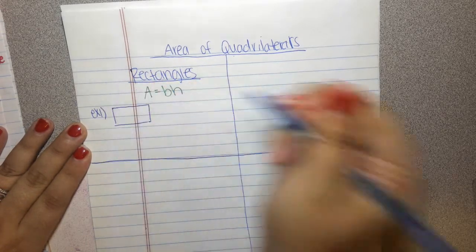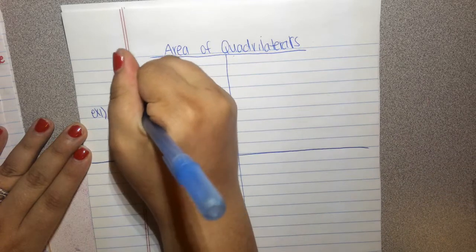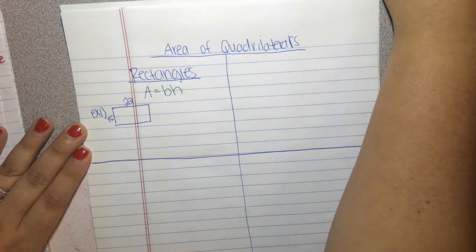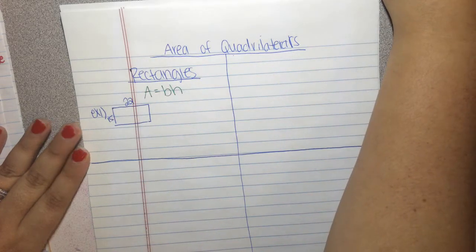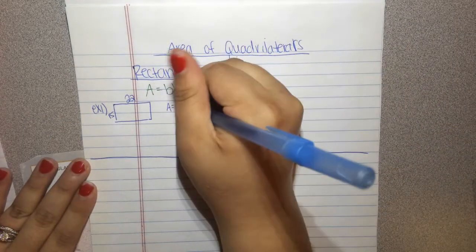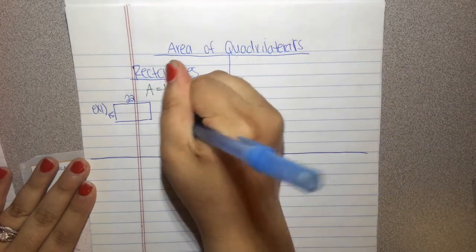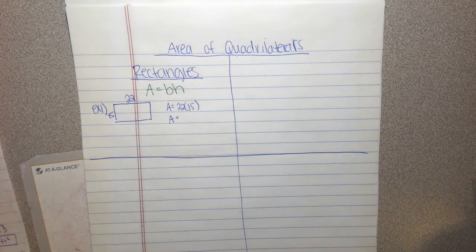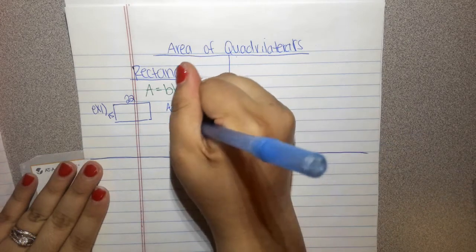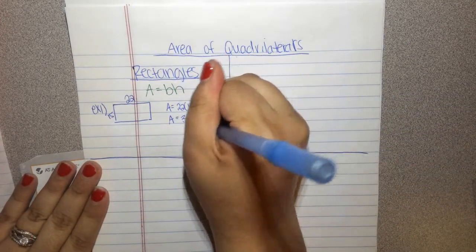If I have a rectangle that has a height of 15 and a base of 22, how do I find the area? Alright, and so we're going to do area equals my base is 22, my height is 15. So the area of 15 times 22 is 330. There's no units here, so I'm just going to put units squared.